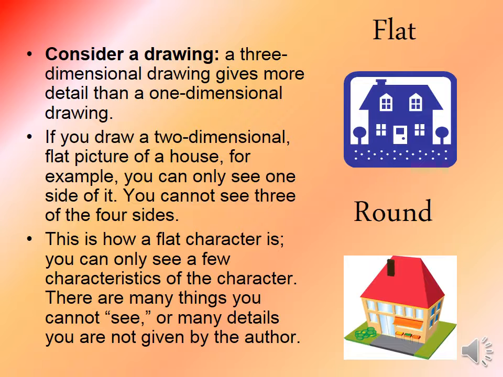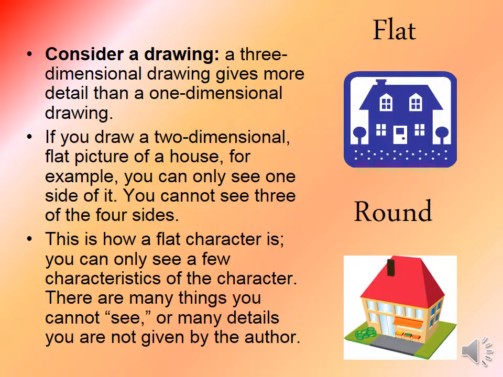A best way to understand the difference between a flat and a round character is to think of characters as drawings. If you look at the first picture on the slide in front of you, you can see that it's a picture of a house. Unfortunately, we can only see one side of it. We can't see what's round the back or what the garden looks like. All we can simply see is the fact that there's a house with a door and 4 windows.